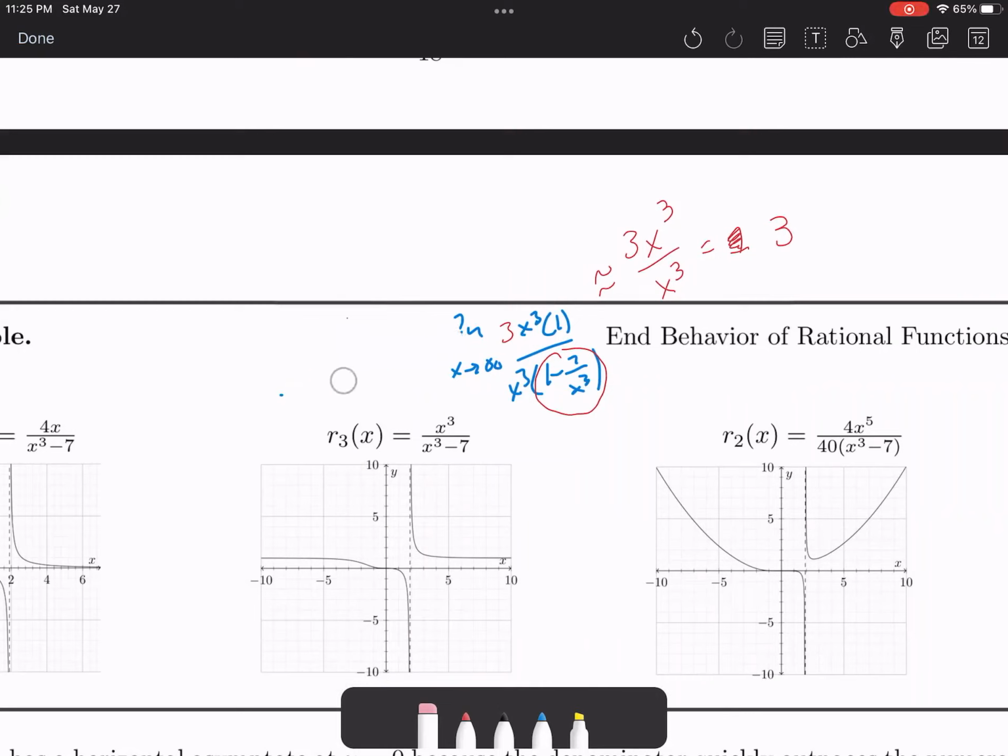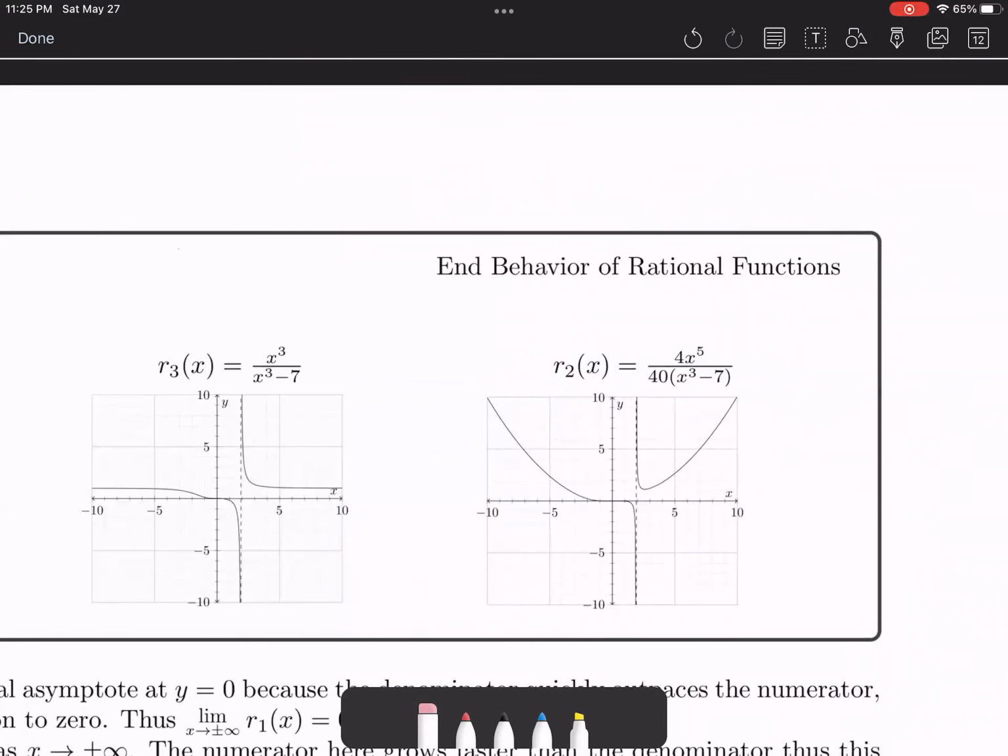All right, R2, our third rational function. Here we have the case where we have a 5th degree on top of a 3rd degree, so it's more powerful on top than it is on bottom. So we're going to get polynomial-like behavior. In fact, if you take a degree 5 and divide it by a degree 3, you get a degree 2, right? Because 5 minus 3 is equal to 2. So we're expecting quadratic behavior, which is kind of what you see there. This kind of looks like x squared.